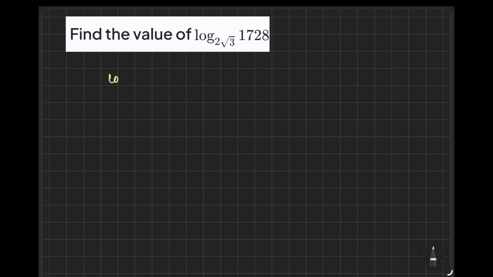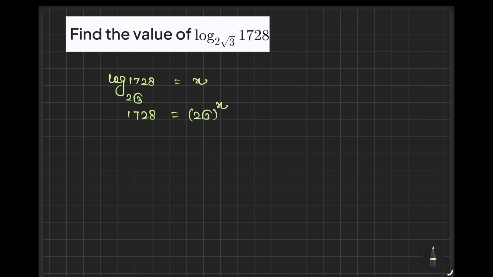So, as we know, log 1728 base 2 root 3 is a number. So this is a number, and when this number x is the power on base 2 root 3, we will get 1728. Okay. Now we have to break down 1728 into powers of 2 root 3.